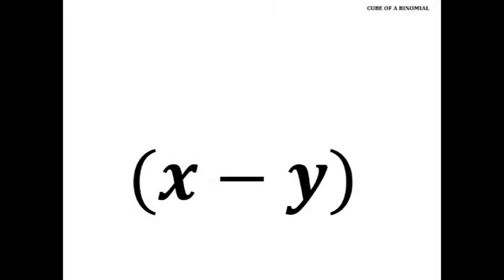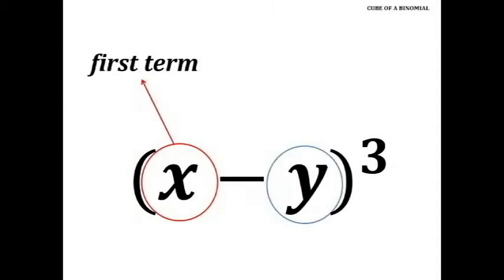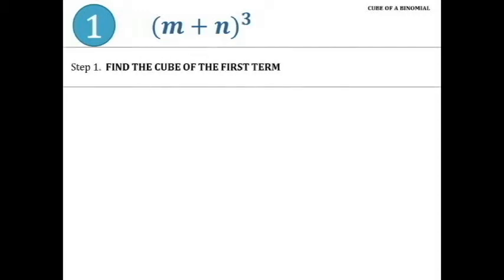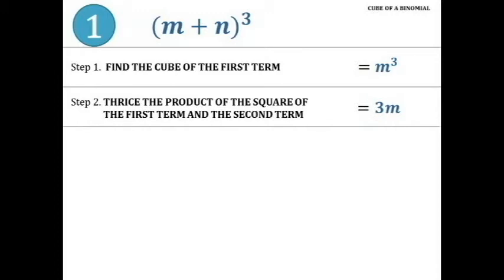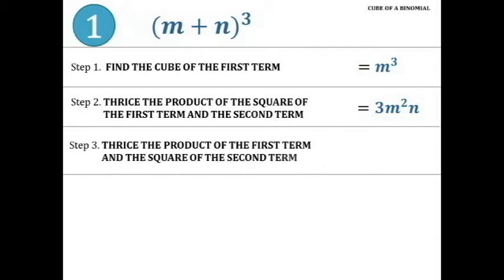In this expression, x minus y cubed, x is what we call the first term, and y is the second term, or the last term. So our first example is quantity m plus n cubed. The first step is to get the cube of the first term, which is m. So we get m cubed. Next is thrice the product of the square of the first term and the second term. So we get 3m squared n.